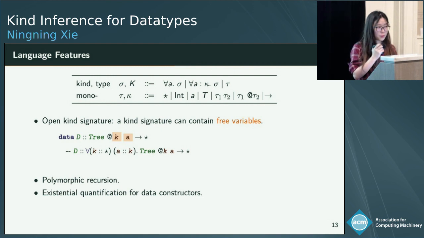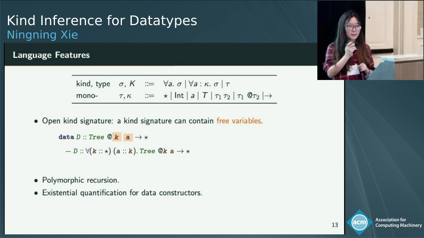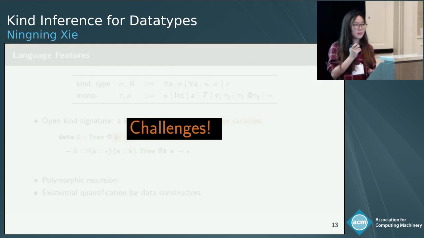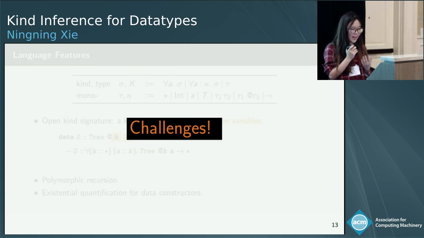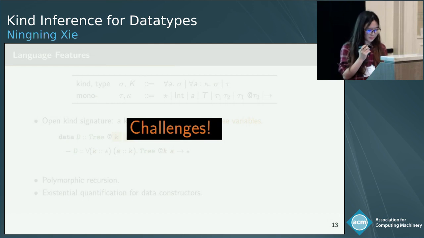So given this feature-rich language with dependent types, what can you see from this system? Well, I see challenges. So in what follows, I will highlight some of the challenges and give an overview of the key ideas to address those challenges.